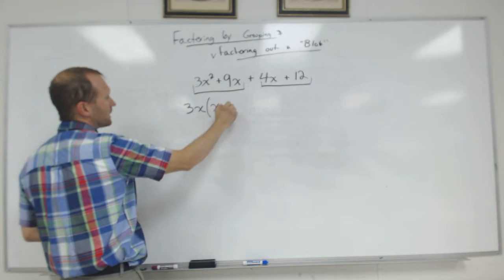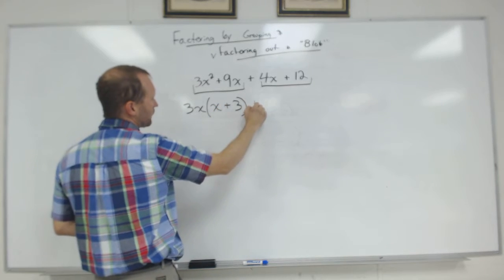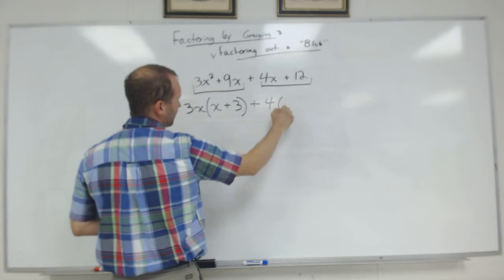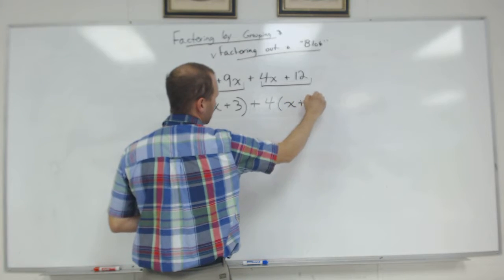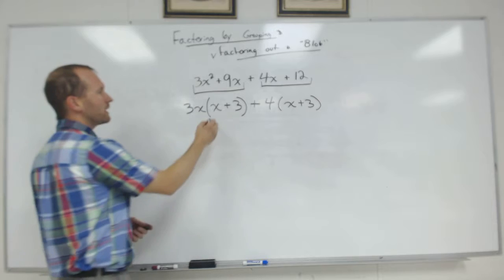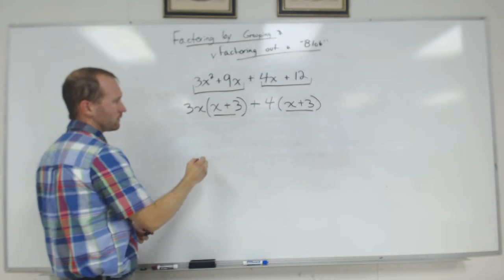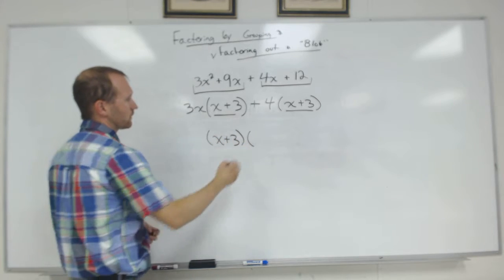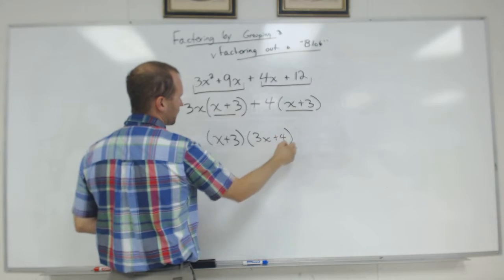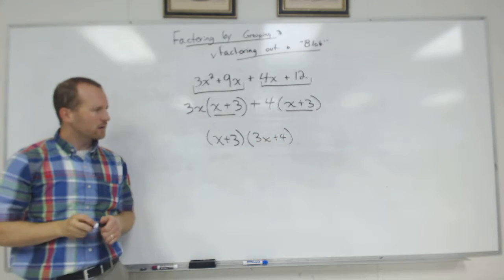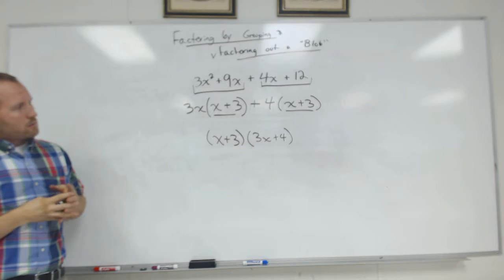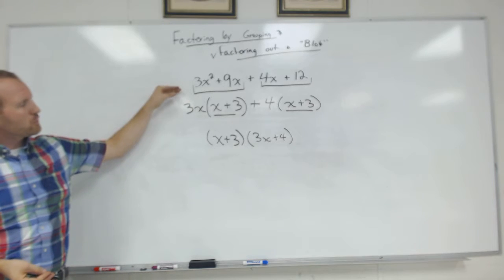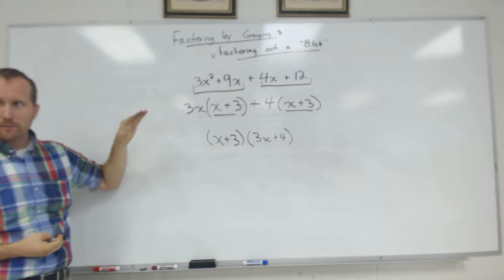Just x plus 3. Remember, there's that plus in between, and then what can I pull out of the second 2 terms? Pull out a 4, and what do I have left? x plus 3. Now I immediately see, oh, I've got that blob. So if we pull out the blob, what's left? 3x plus 4. So group, factor out the blob.